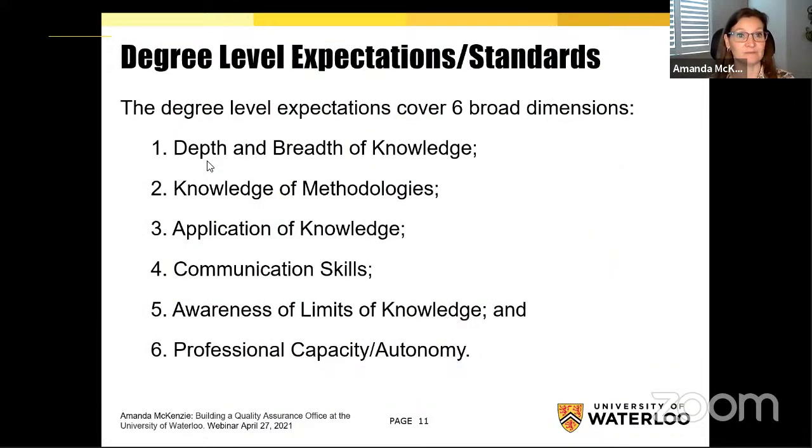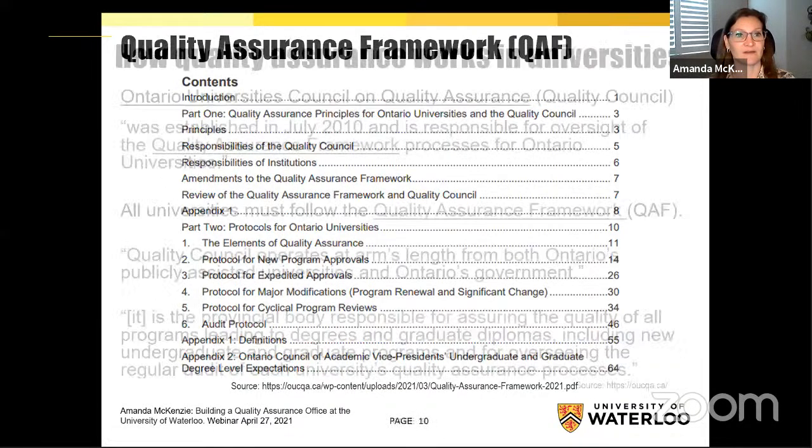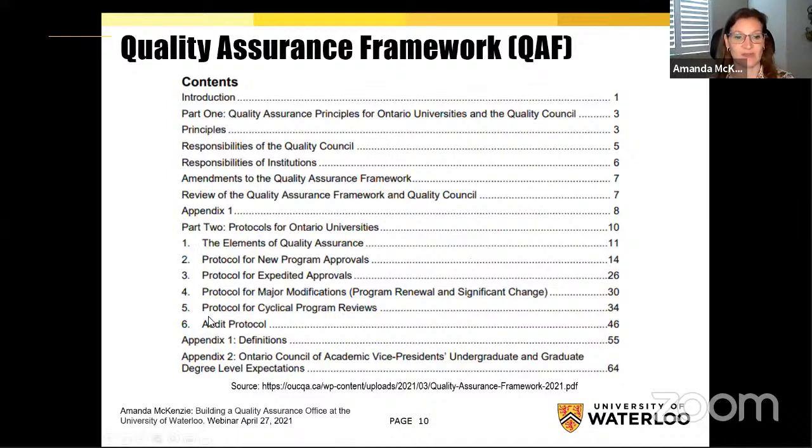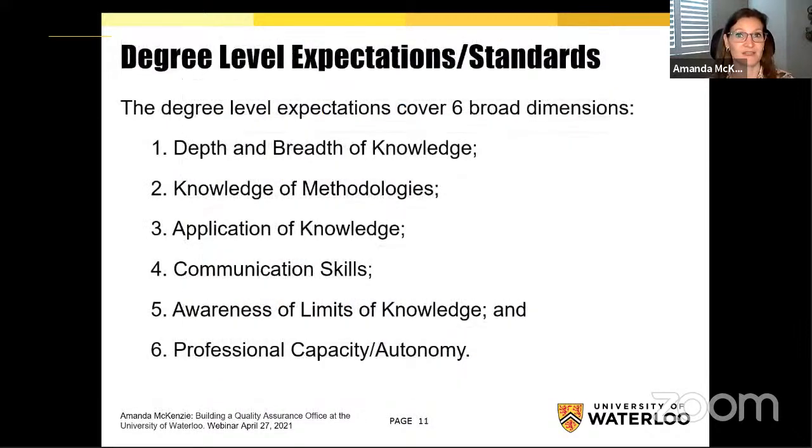And at the bottom, oops, let me go back here. Oh, too far. At the bottom of these appendices, you can see that they also include the degree level expectations, which are tied into those degree level standards that I showed you at the beginning that all degrees in Canada must comply to. So next, we're going to recap what those broad categories are just in the degree level standards, because they are so important to our process.